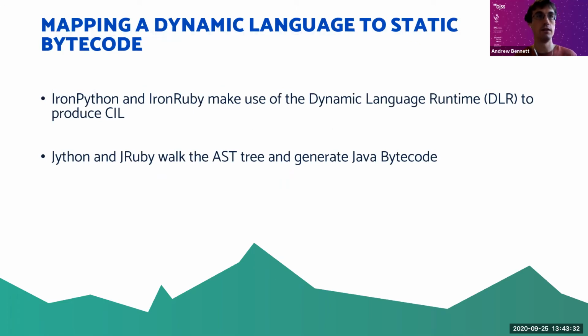So the first thing is mapping bytecode. IronPython and IronRuby make use of what's called the Dynamic Language Runtime. This is DLR. So you convert your AST to an AST used by DLR, and that in turn could produce you CIL. Jython and JRuby do it in a slightly different way. They basically build the AST tree they have, and they generate Java bytecode. And what they also do is they will do any typing conversions required to allow you to talk to the Java libraries. And I've got a demo to show what that means in a second.